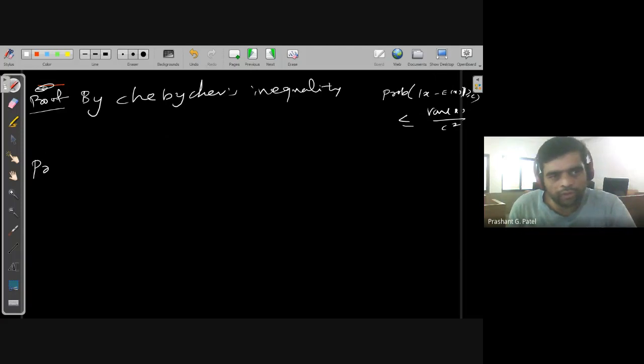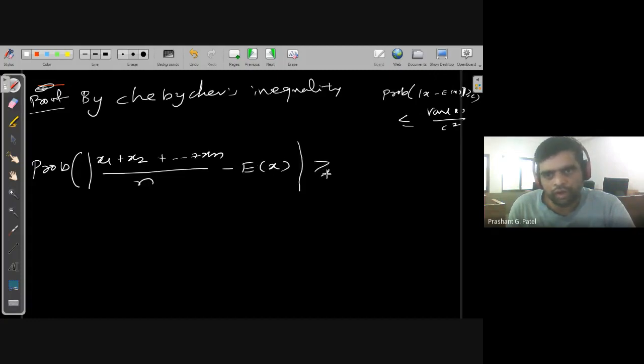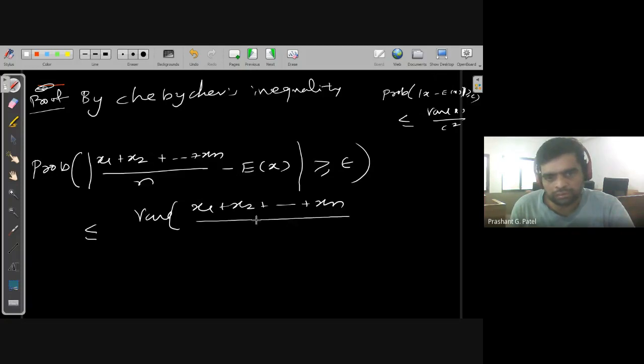So here we have the probability of |(x1 + x2 + ... + xn)/n − expected value of x| greater than or equal to epsilon. So instead of c we have epsilon here. Instead of x we have this average value, x1 plus x2 plus xn upon n. So that is less than or equal to the variance of (x1 + x2 + ... + xn)/n upon c square, that is epsilon square.